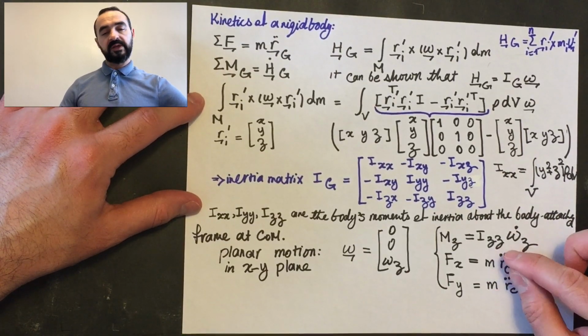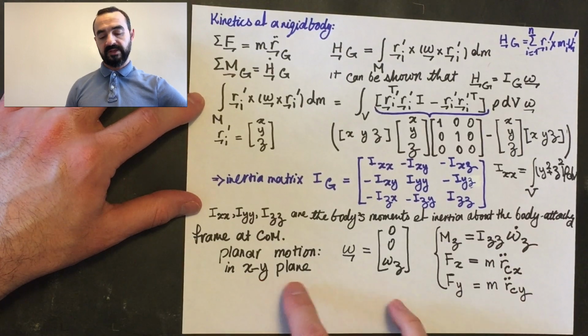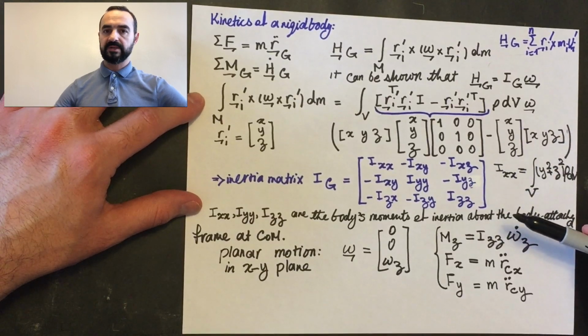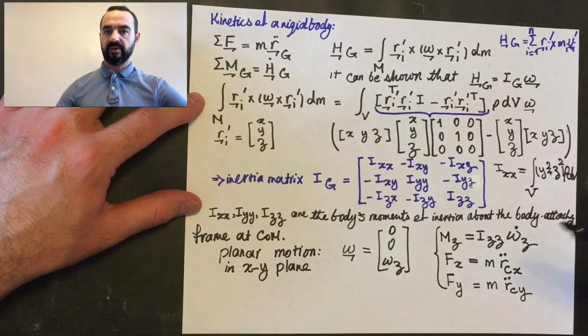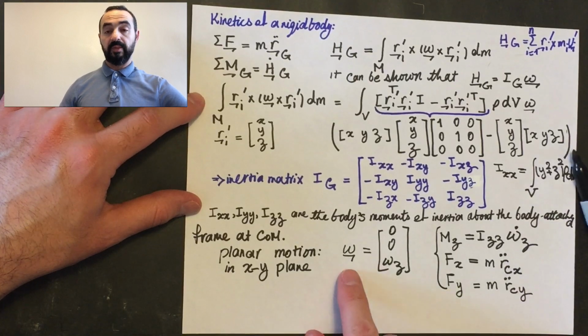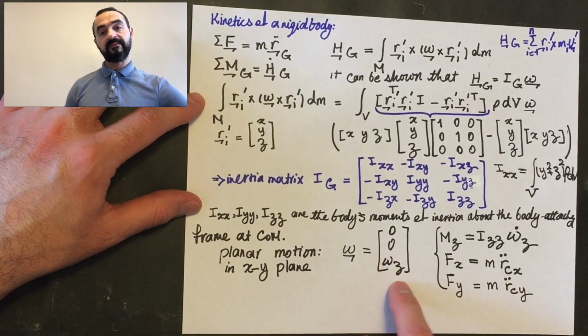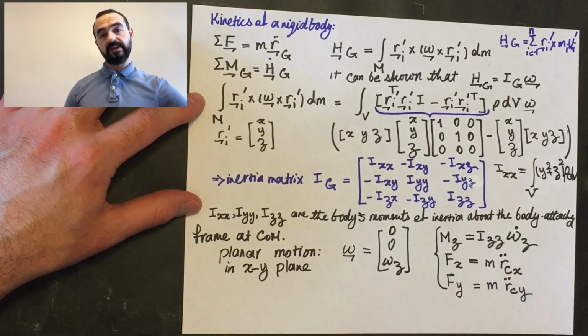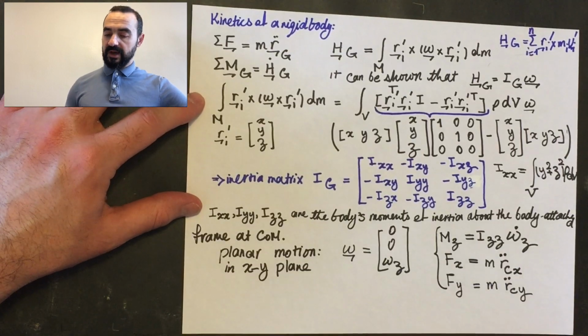When we say we are only interested in Izz, in planar motion in xy plane, it doesn't mean other components of this inertia matrix are equal to 0. Inertia matrix is the inertia matrix for this three-dimensional rigid body. But because our omega has only one component, about z, this component is the one affecting the dynamics of the system. Right? So we have this equation.